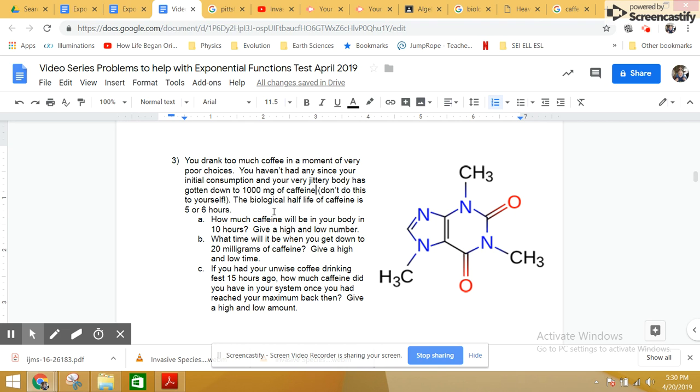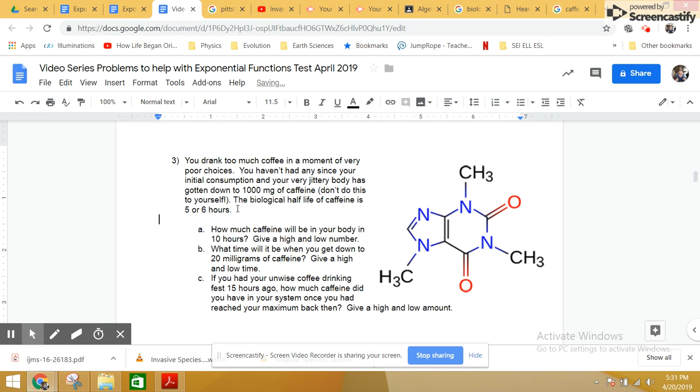The biological half-life of caffeine is 5 or 6 hours. I've given you two amounts of time, so you can expect you're going to be getting a high and low number for everything. We know a current amount of caffeine in our body, and we can treat that as an initial value, and then it's a half-life, so our base is going to be 1/2.